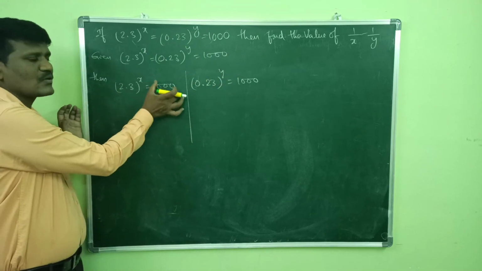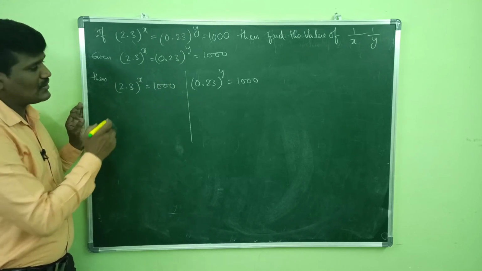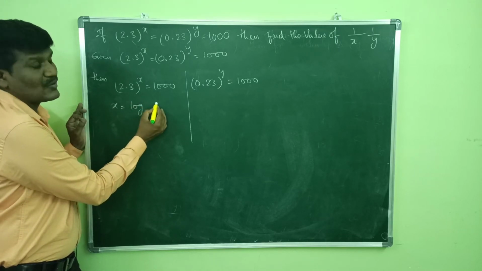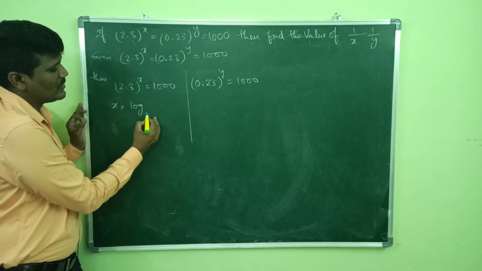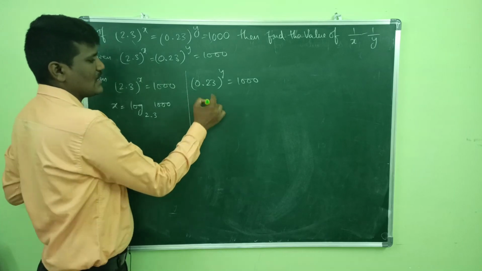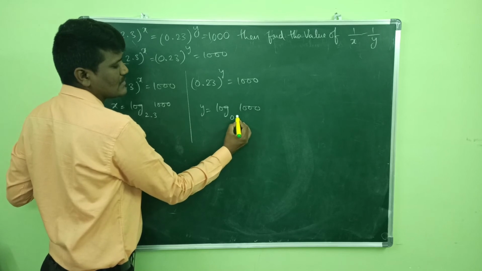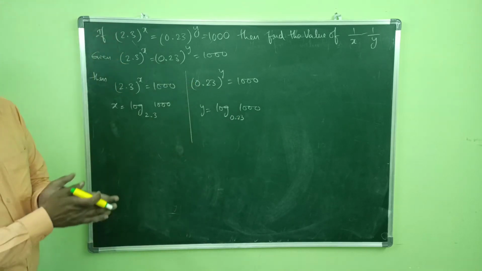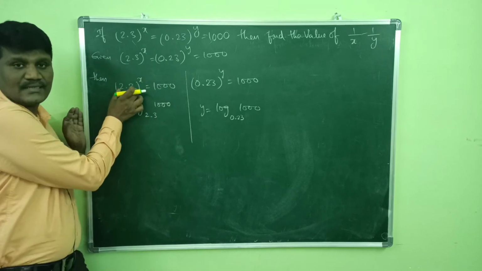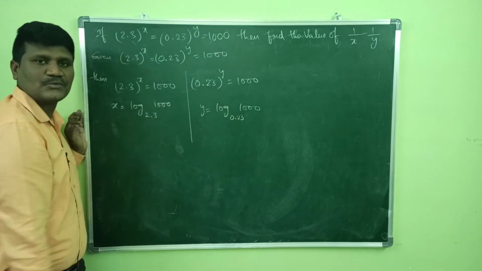Now using the a power x is equal to n formula, you know how to find the x value here. x is equal to log, how to write? Here the base is 2.3, so here also the base should come as 2.3. Okay, so this also, y is equal to what I can write? Log 1000 to the base 0.23. So first, a power x is equal to n means x is equal to log n to the base a. Here the base is 2.3, so here also I am writing the base as 2.3, here the base is 0.23, I am writing the base as 0.23.